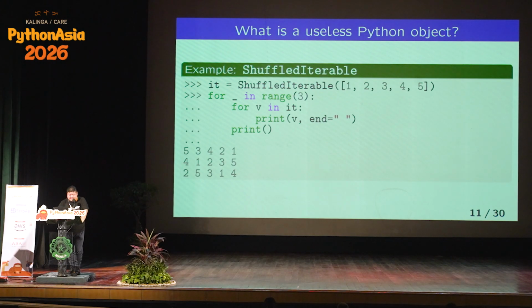And next is a shuffled iterable. You can create it from a 1, 2, 3, 4, 5 list. Every time you loop over it with a for statement, the order changes. First time: 5, 3, 4, 2, 1. Second time: 4, 1, 2, 3, 5. Third time: 2, 5, 3, 1, 4. So you never get the same order.